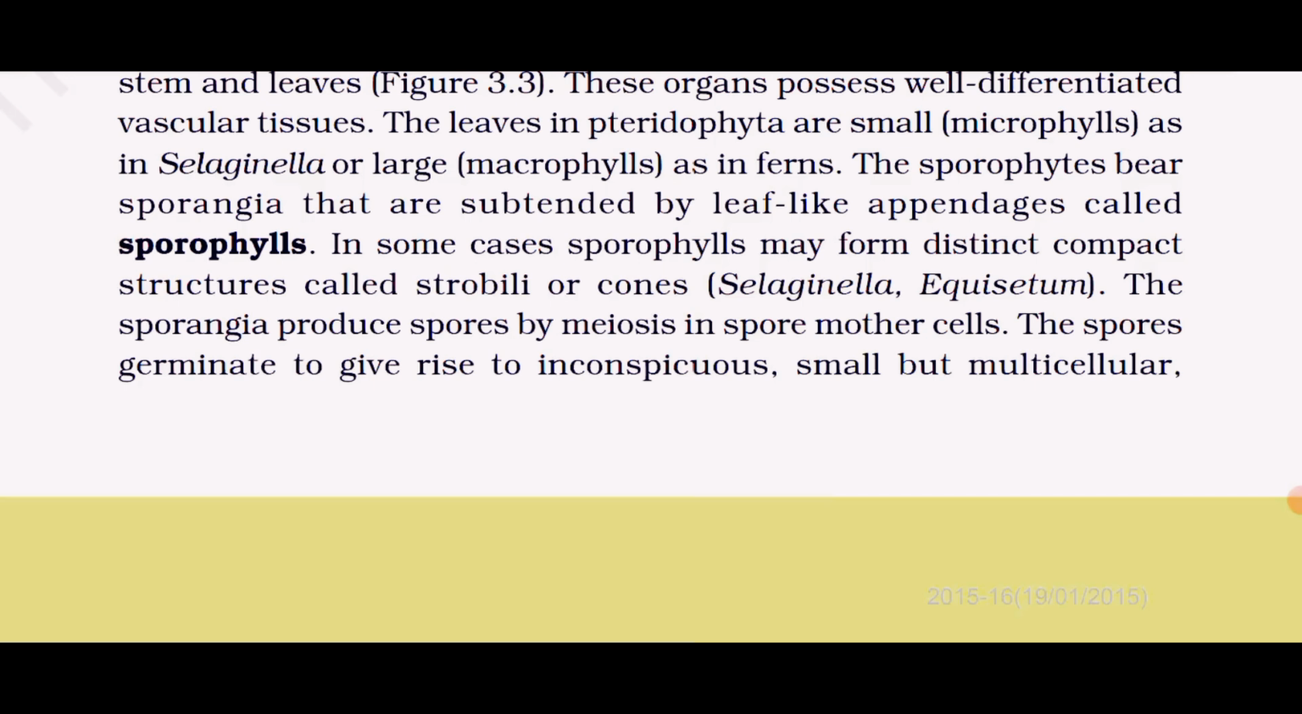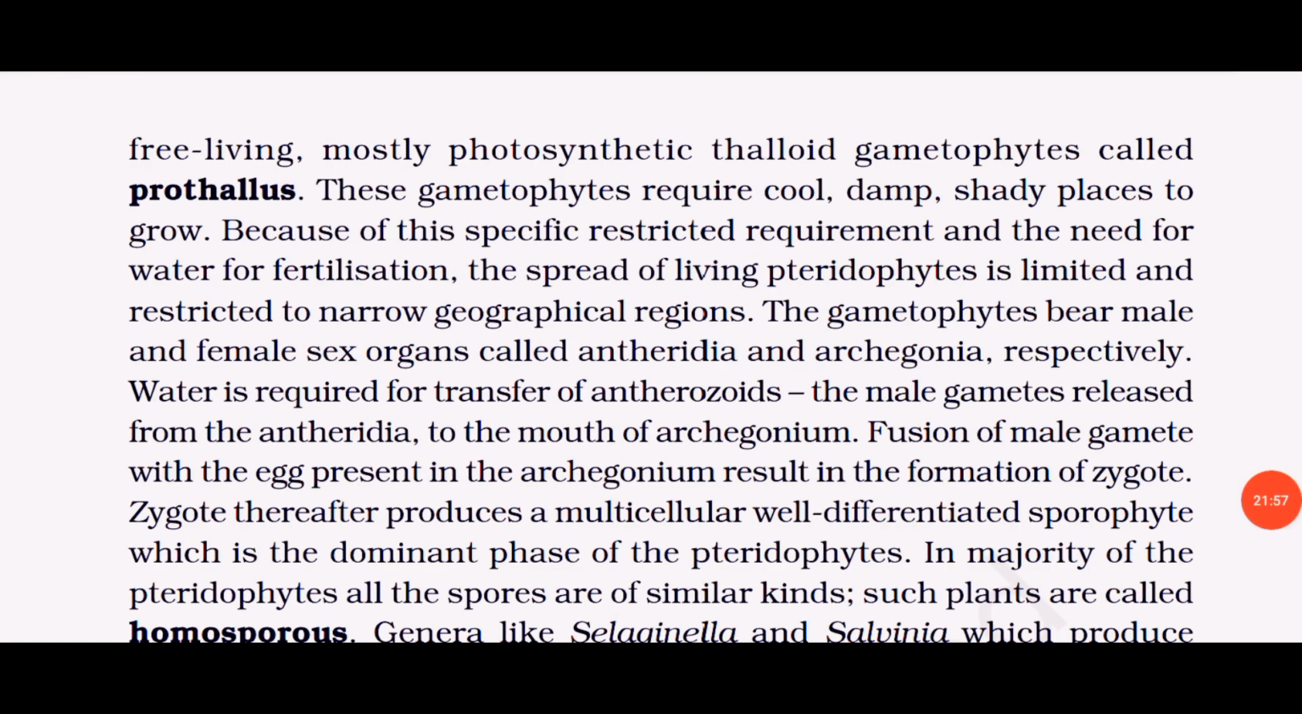The spores germinate to give rise to inconspicuous, small but free-living, mostly photosynthetic thalloid gametophytes called prothallus. These gametophytes require cool, damp, sandy places to grow. Because of these specific restricted requirements and the need for water for fertilization, the spread of living pteridophytes is limited and restricted to narrow geographical regions.